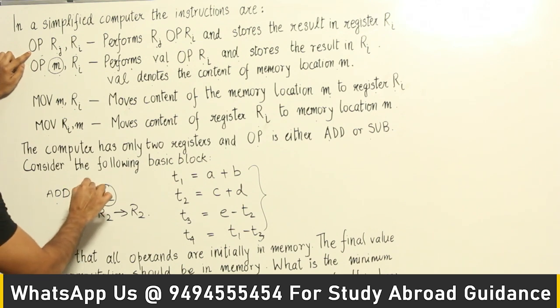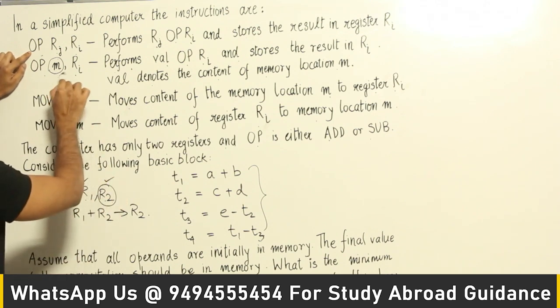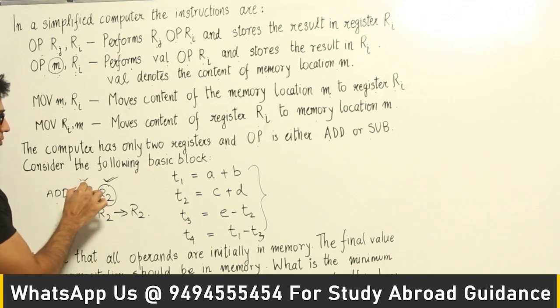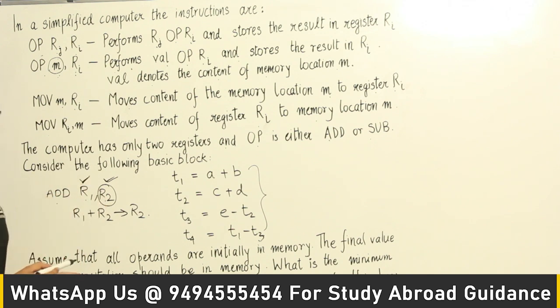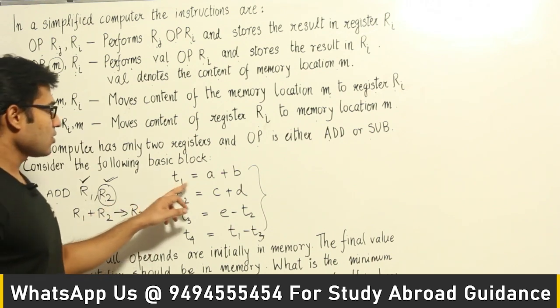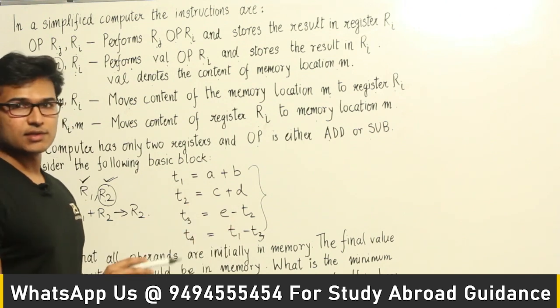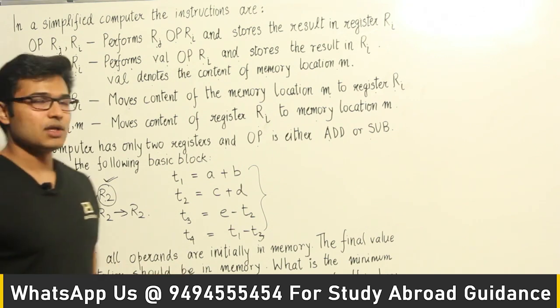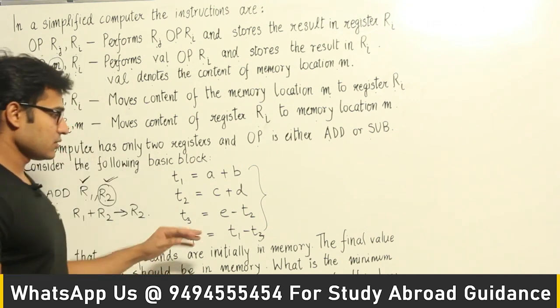Now both of them can either be registers or one of them can be a memory location. If one operand is already in a register, the other operand can be provided from the memory. They are saying to assume that all the operands are initially in the memory, and nothing is there in the registers. The final value of the computation should be in the memory. So after computing the answer, that also should be in the memory.